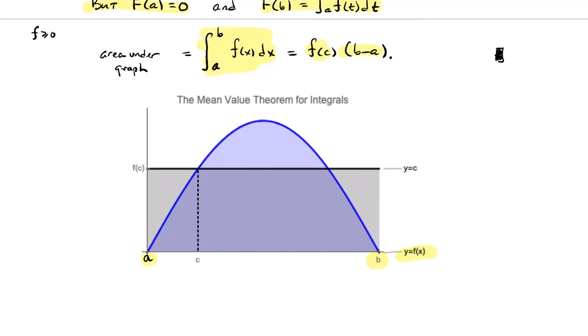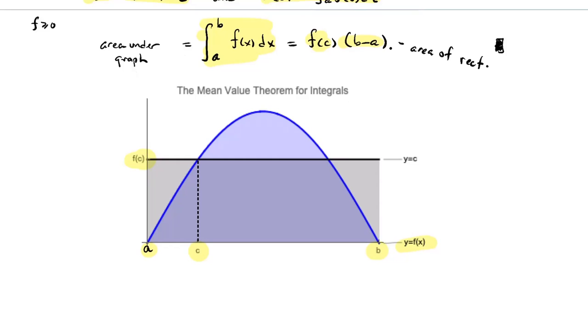Well, the right-hand side, you can also think of as an area. It's an area of a rectangle. I've shaded it in gray in the picture. So the mean value theorem for integrals is saying there's some function height. In my picture here, that function height is right there, f of c. There's some c between a and b, so that the area of that rectangle, f of c times the width of the interval, is equal to the area under the curve. Okay, so that's a geometric interpretation of it.